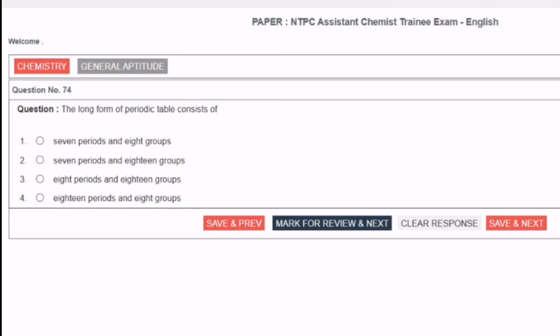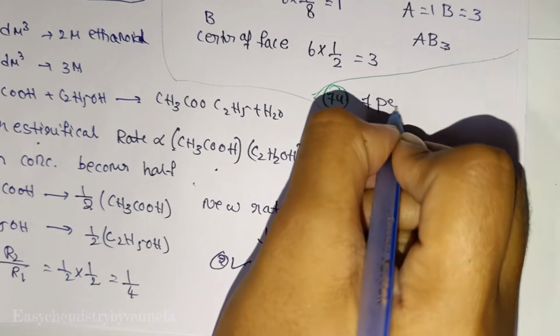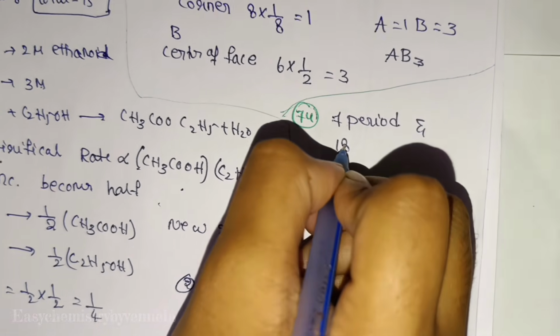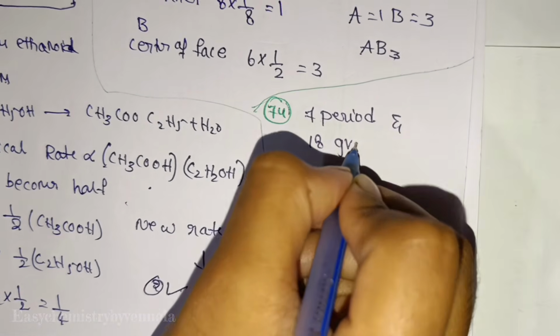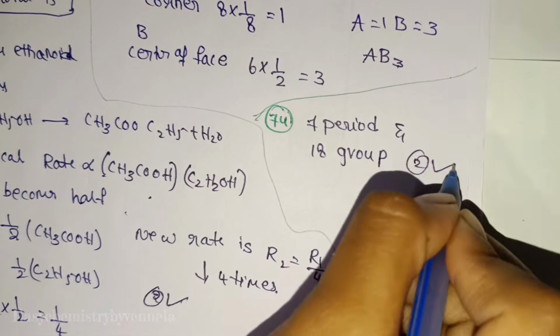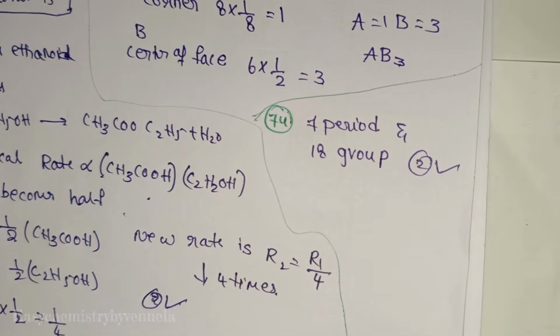Next question. The long form of the periodic table consists of, I think everyone knows this question. What is the answer? 7 periods and 18 groups. So the second option is the correct one.